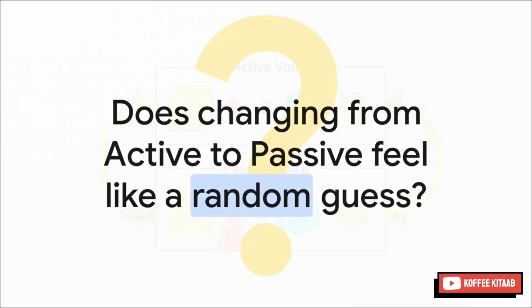So, does this sound familiar? You're looking at a sentence and you know you need to switch it to the passive voice, but figuring out exactly how to do it, well, it feels kind of like a lottery, right? You shuffle some words around, tweak the verb, and just cross your fingers, hoping it's correct. Yeah, we've all been there.